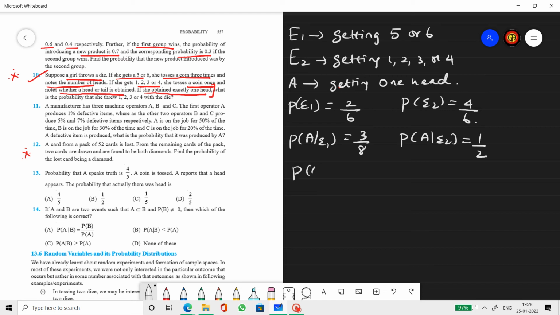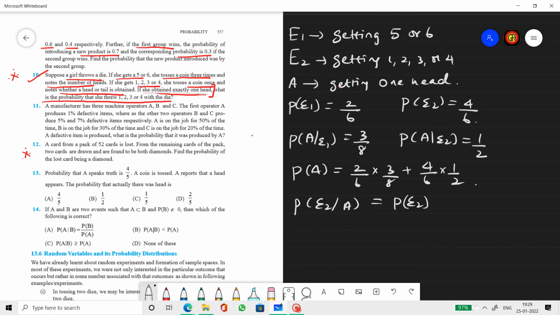So the probability of getting exactly one head, which is the total probability, is 2 by 6 into 3 by 8 plus 4 by 6 into 1 by 2. Now, if she obtained exactly one head, what is the probability that she threw 1, 2, 3, 4 with the die? So what do they want us to find? They want us to find P of E2 given A, which is P of E2 into A given E2 by P of A.